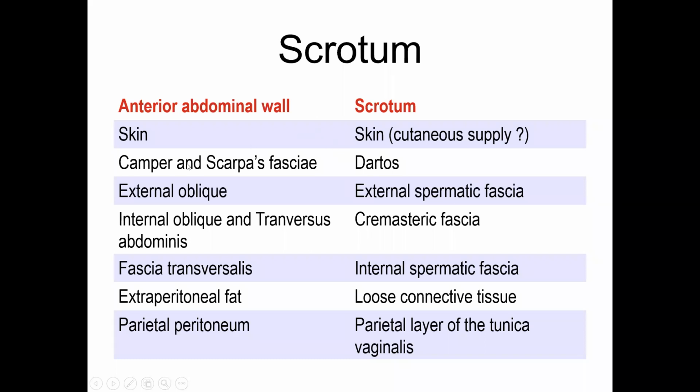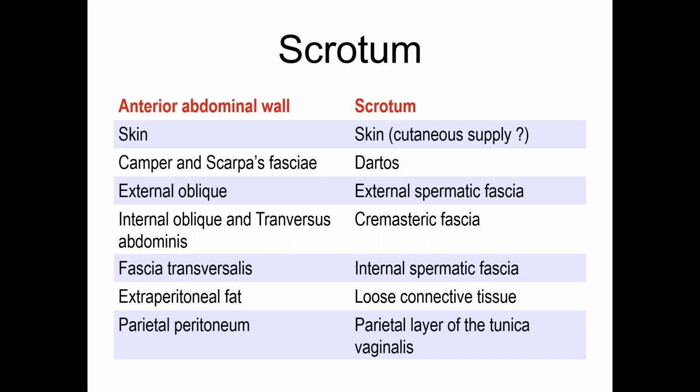Then there are two layers of superficial fascia in the anterior abdominal wall, the Camper's fascia, which is fatty, and the Scarpa's fascia, which is membranous. It is replaced by a single smooth muscle layer called dartos. Remember, in the scrotum and the penis, there is no fat. So Camper's equivalent of fatty fascia is absent in scrotum, whereas both together are replaced by smooth muscle layer called dartos. External oblique is equivalent to external spermatic fascia. The internal oblique and transverse abdominis is equivalent to cremasteric fascia and the cremaster muscle.